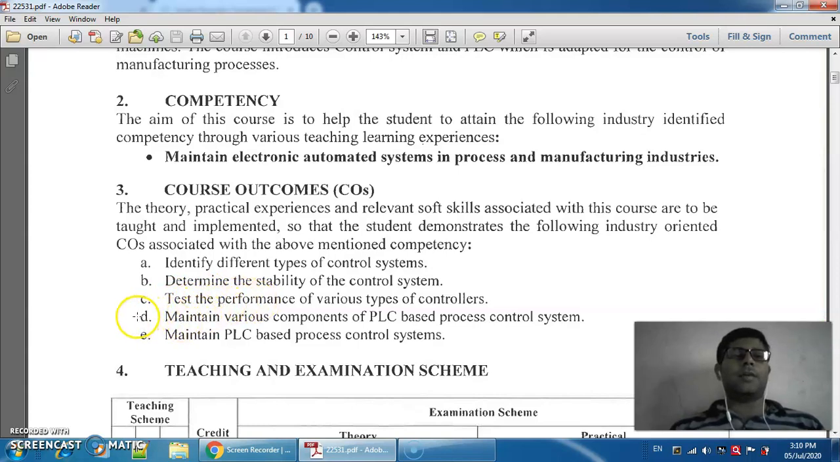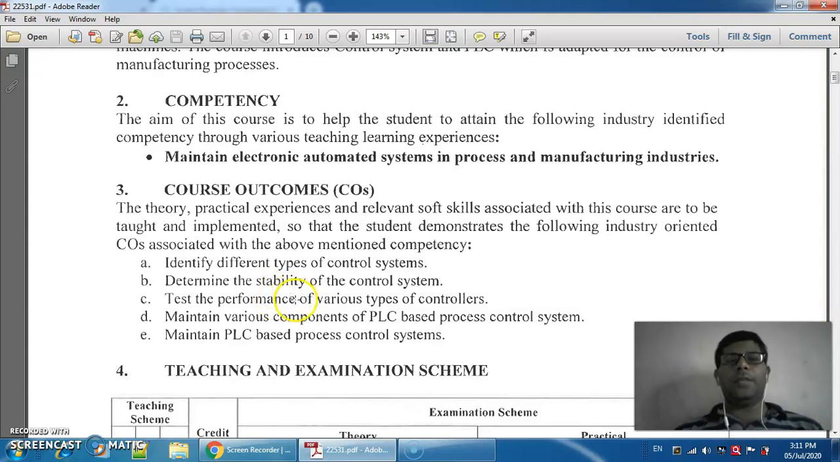The last 2 chapters I already told you. Fourth and fifth are on PLC. So in the fourth chapter, what is the course outcome? Maintain various components of PLC based process control system. That means which parts of PLC there are, and how you will maintain them. There are some input devices, some output devices, a CPU as the main block, and some memory part of PLCs.